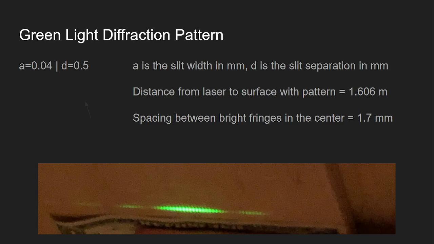So for green light diffraction, we ran the green and the red light through the same apparatus with the same spacing between the slits, where the slit width was 0.04 millimeters and the slit separation was 0.5 millimeters. Now we use that same setting along with the distance from the laser to the surface of 1.606. The only thing that changed between the two trials with the two different lights is the wavelength of light passing through the contraption. So for the green light, we observed a fringe spacing of 1.7 millimeters.